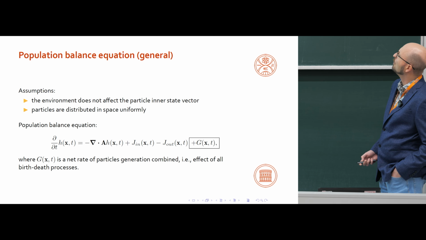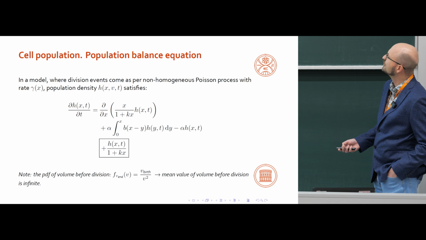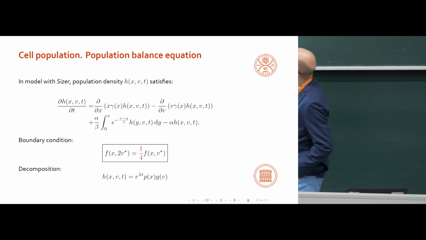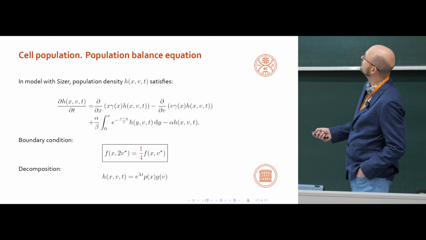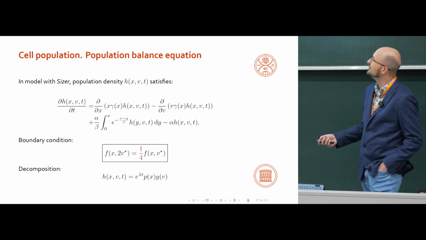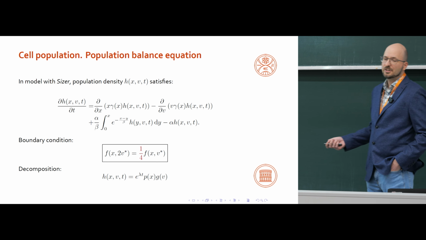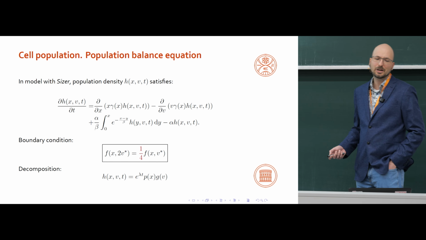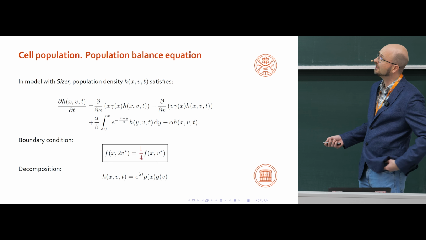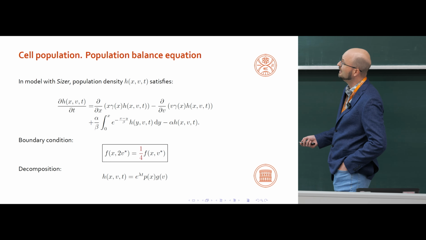Okay, this is the population balance equation. I'll just scroll to our model. So this is our model. H is the population density, right? It tells you how many cells you have with concentration X and volume V at time T.